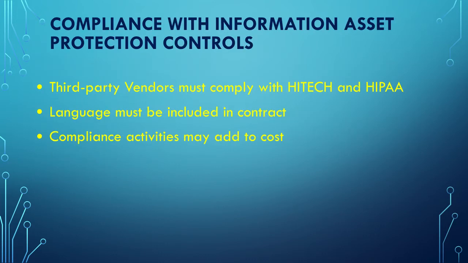When you are looking at compliance with these controls, you must remember that you have the guidance you need from all around you. Most of it will come from HIPAA and HITECH. And remember that third-party vendors, even though they may not be covered entities, are still business associates, which means they still have to comply. And it's your responsibility to make sure that they know this, that this is in the contract, and that you can hold them accountable. The language must be included in the contract.